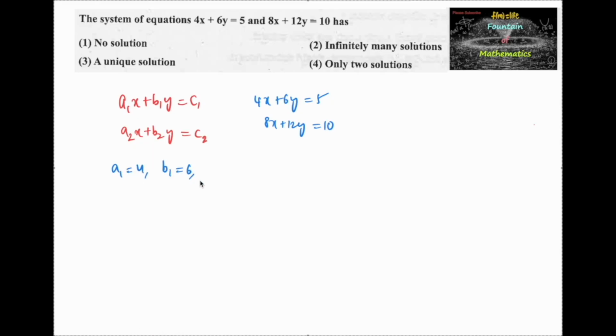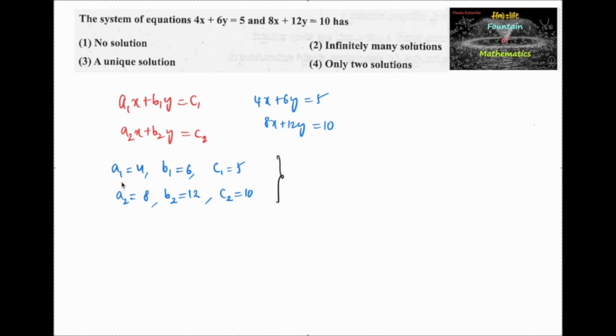Let us compare the given system of equations with a1x plus b1y is equal to c1 and a2x plus b2y is equal to c2. So that we can write a1 is equal to 4, b1 is equal to 6 and c1 is equal to 5 and a2 is equal to 8, b2 is equal to 12 and c2 is equal to 10.